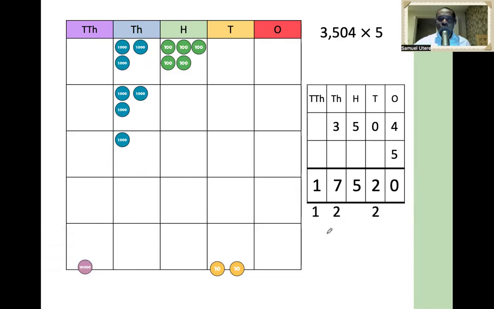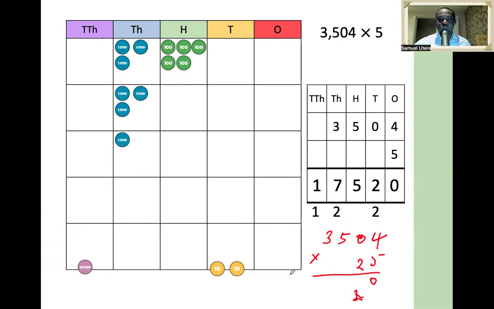A lot of people will just say, oh, I know how to do this, so let's do it quickly. This is what we've simply done. The exchange is just to help you understand this. So 5 times 4 is 20. Write 0, you carry 2. 5 times 0 is 0. This 2 you carried, you have to add it there.